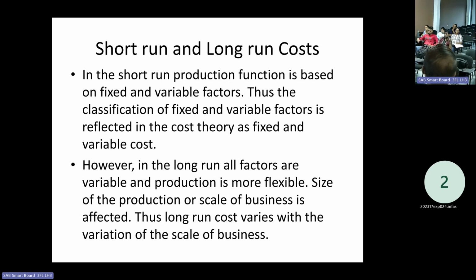to go for a higher output level. We add more capital, more labor, so all these factors are variable. So that explains the cost variation with the variation of the scale of the business. So that's why it generates economies of scale in the long run production function.